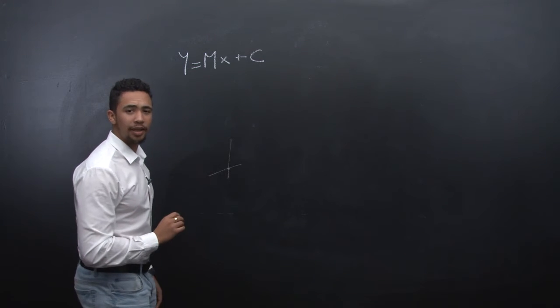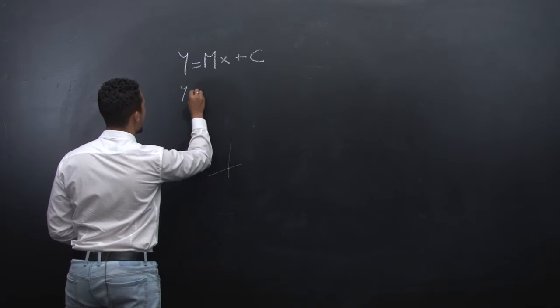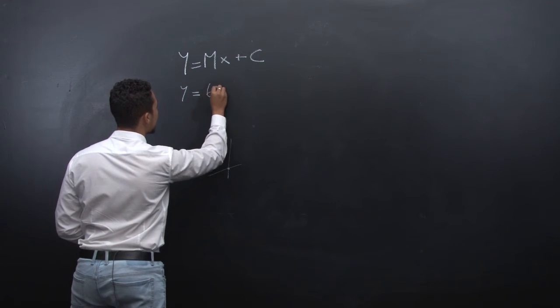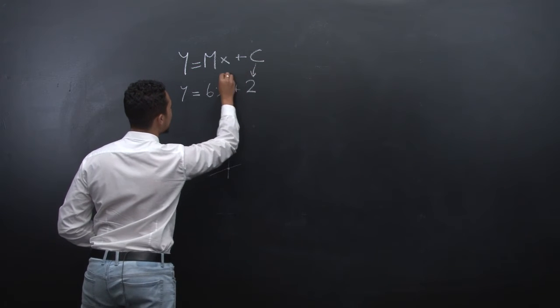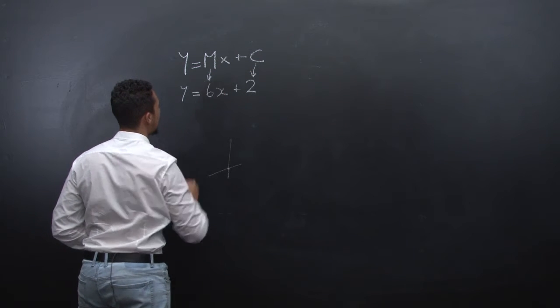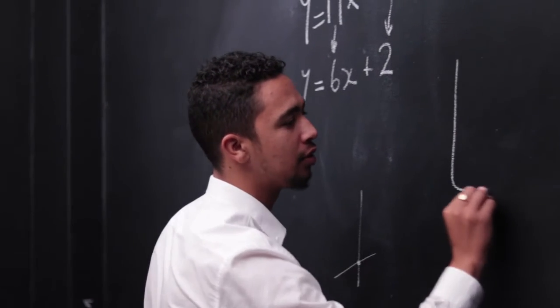So let's take a look at a practical example. You'll be given a formula as y equals 6x plus 2. 2 being c, 6 being m. So let's draw up a table for the x and y values.